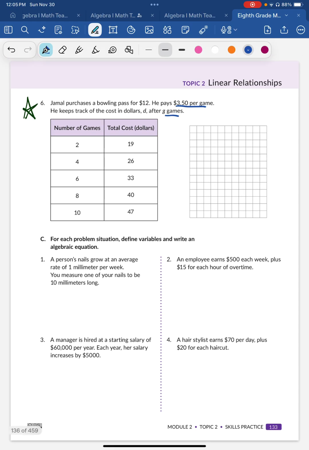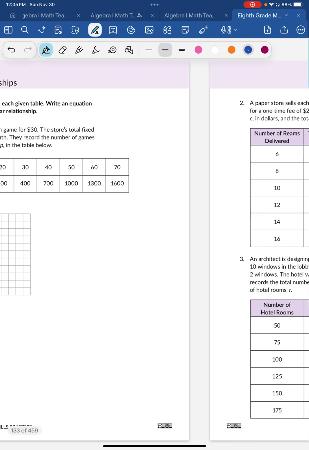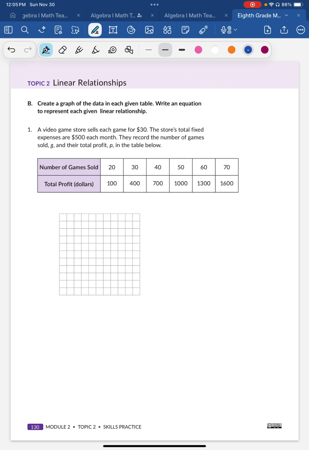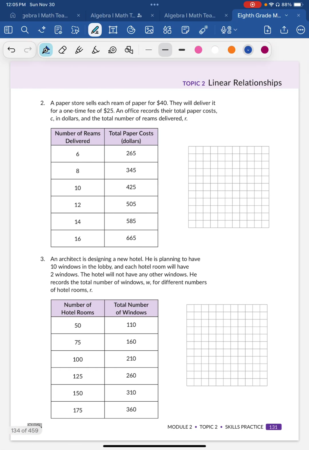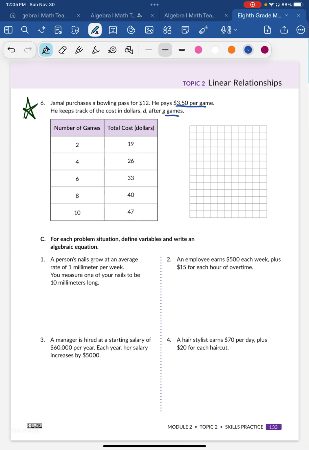So let me go backwards and see what the instructions say to do on these problems. We're going to create a graph of the data in each given table. Write an equation to represent the linear relationship. So that's what we're going to do right here. We're going to create a graph and write an equation.